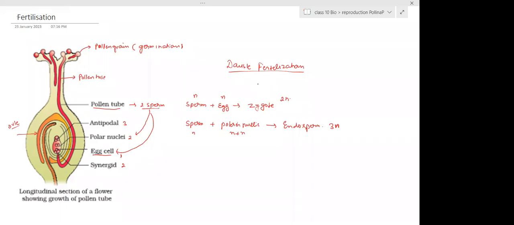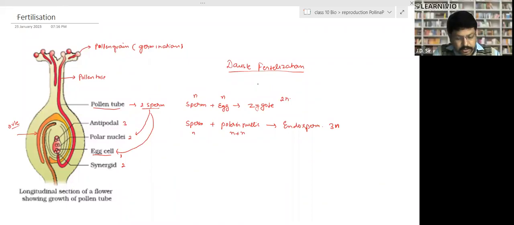No, sir. Okay. Now the next part is sexual reproduction in animals. Let me check with the NCERT. Actually, this is reproduction in human beings. So put the heading Reproduction in human beings. That is the male reproductive system and female reproductive system. Now, let me tell you how reproduction in human beings takes place.